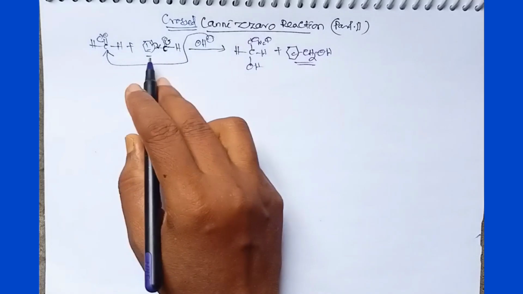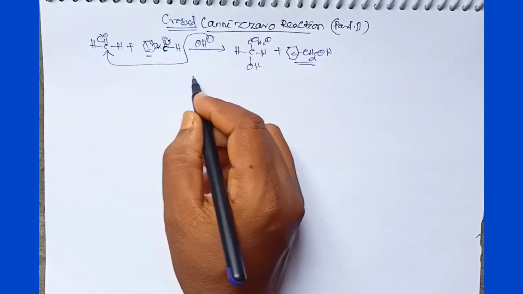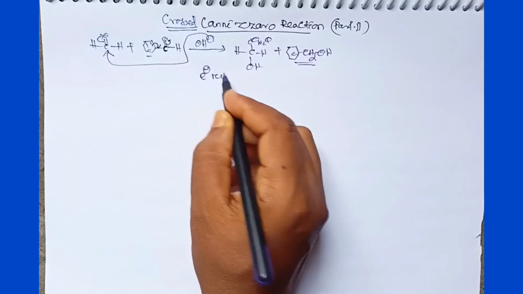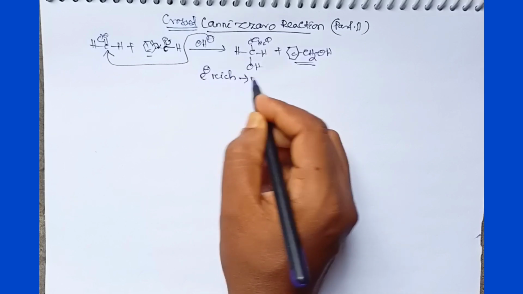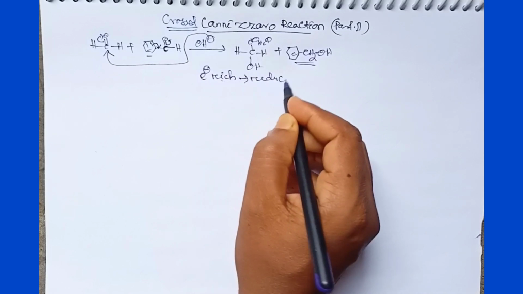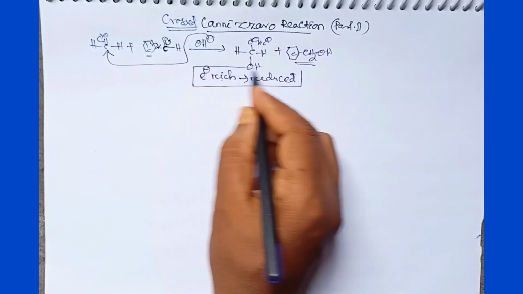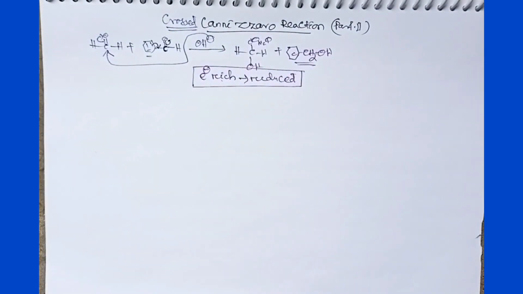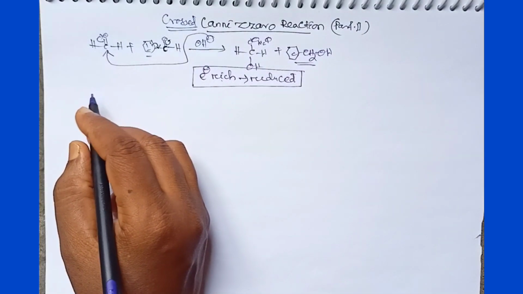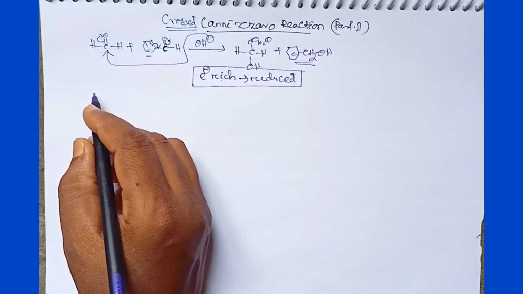So we can say one term: electron rich means reduced. Electron rich means reduced. Whenever we combine two types of aldehyde, we will see that the more electron rich aldehyde will be reduced. Okay, now let's discuss a little bit about the reactivity.